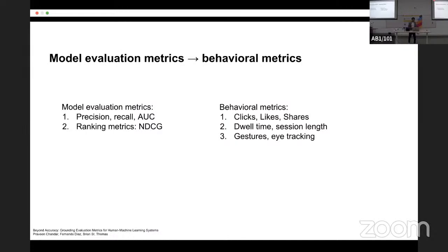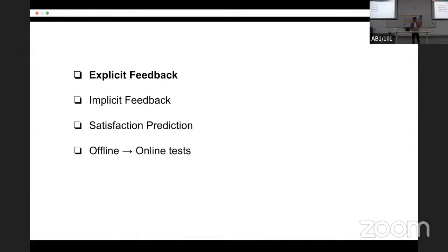Cool. I think the point I want to make is, let's go from a world of model evaluation to behavioral metrics. We looked at precision, recall, AUC, ranking metrics like NDCG, but now I want to start looking at behavioral metrics like clicks, shares, but also dwell time, session length, and also gestures, eye tracking. Let's start looking at what this world looks like.